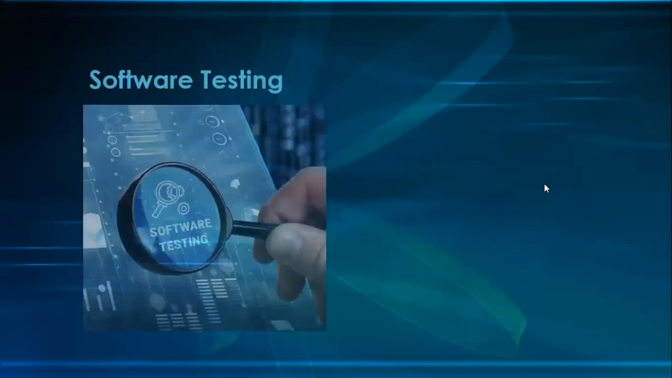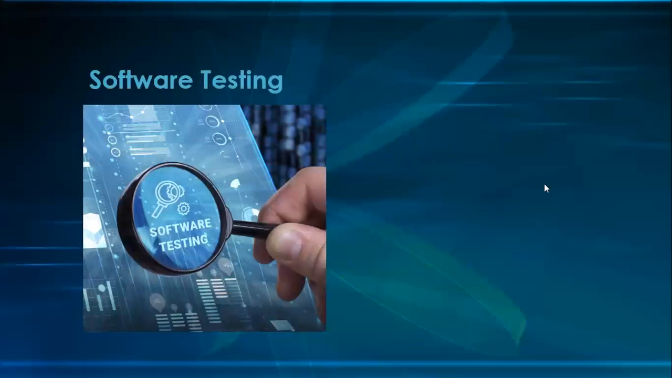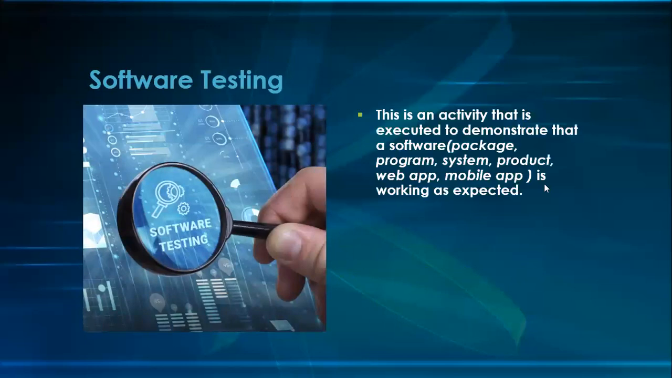So, software testing. I've been talking about it since, so we need a good definition of it. What is software testing? It's still the same thing. Software testing is a discipline. It's the name of a role. You are still a tester. You are still a test analyst. You are still testing. So this is an activity that is expected to demonstrate that a software, what are the software? A mobile application, a package, a website, any product is working as expected.